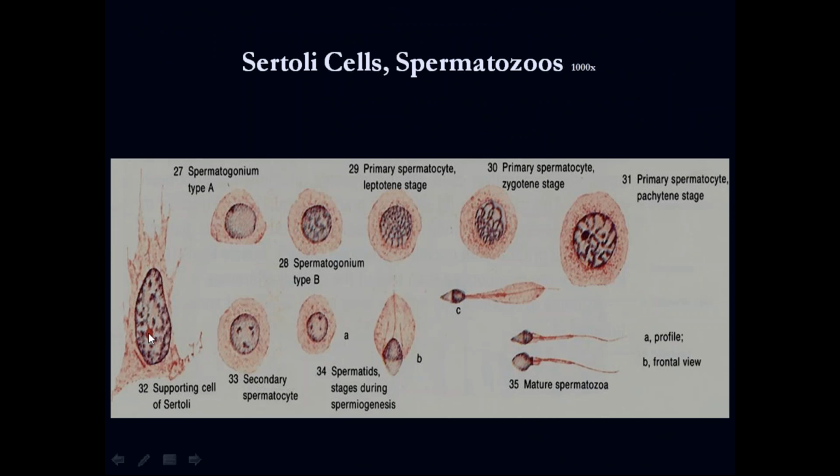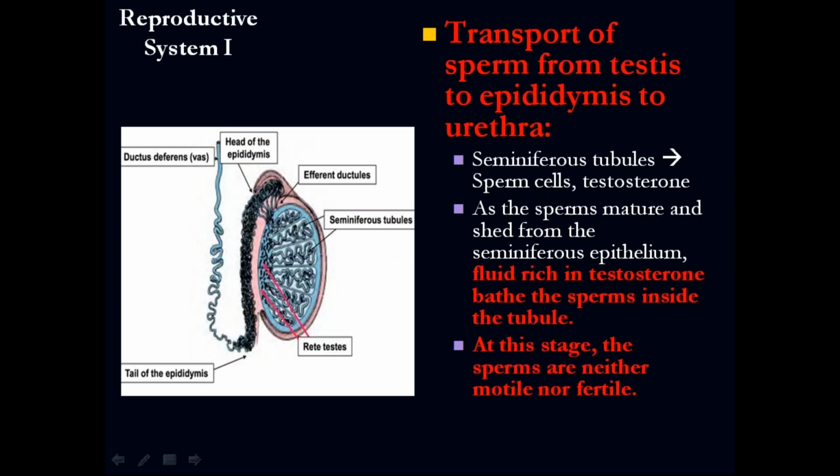So here, just to show you, the supporting cells, the Sertoli cells. So this is how they are going to develop. They are going to develop until they get to be mature spermatozoa. The transportation of the sperm is from the testis to the epididymis to the urethra.